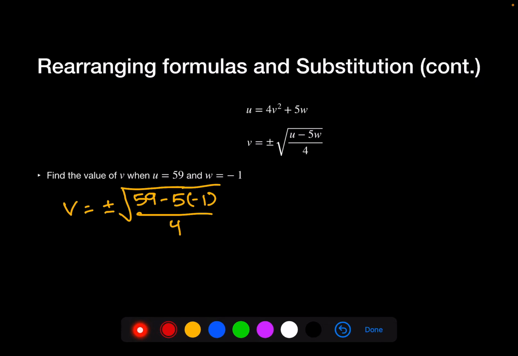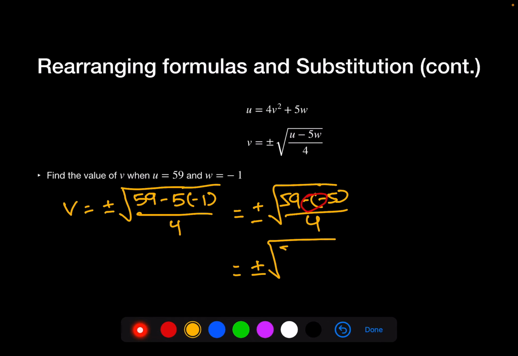So let us start off by doing this part. 5 times negative 1 gives you negative 5. So let me just write that down real quick. That gives you negative 5. So we have a minus and then a minus 5 inside. And over here, because we have a minus minus, a double negative, that becomes a positive. So we are left with the plus minus root of 59 plus 5 divided by 4.